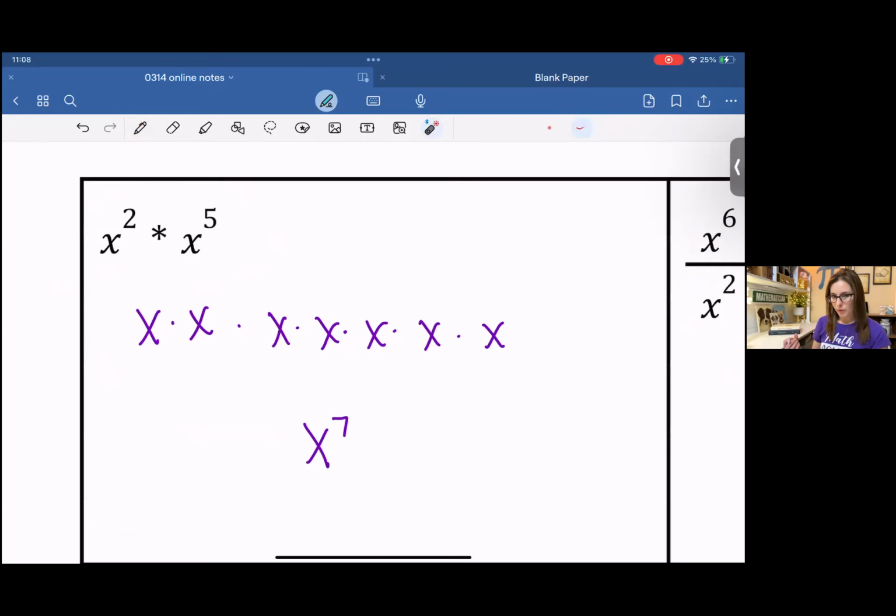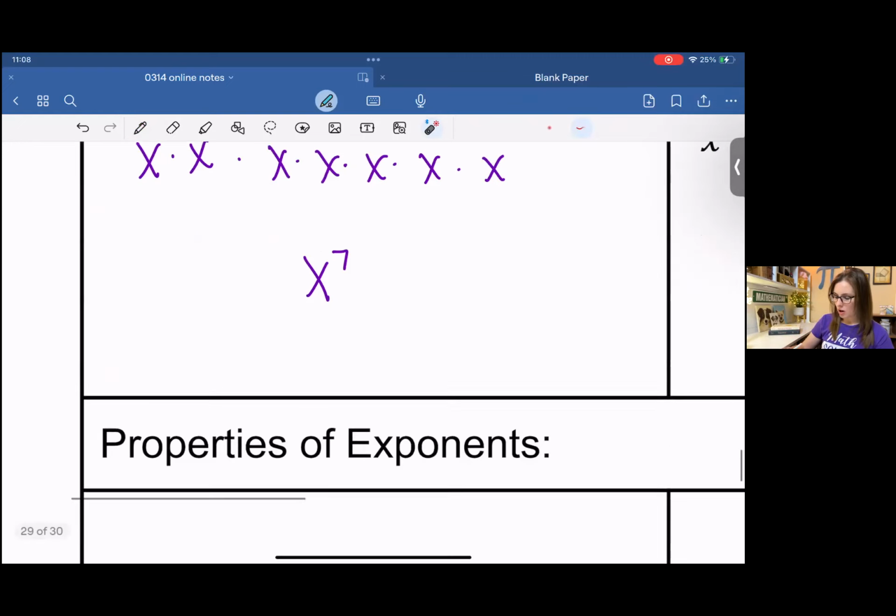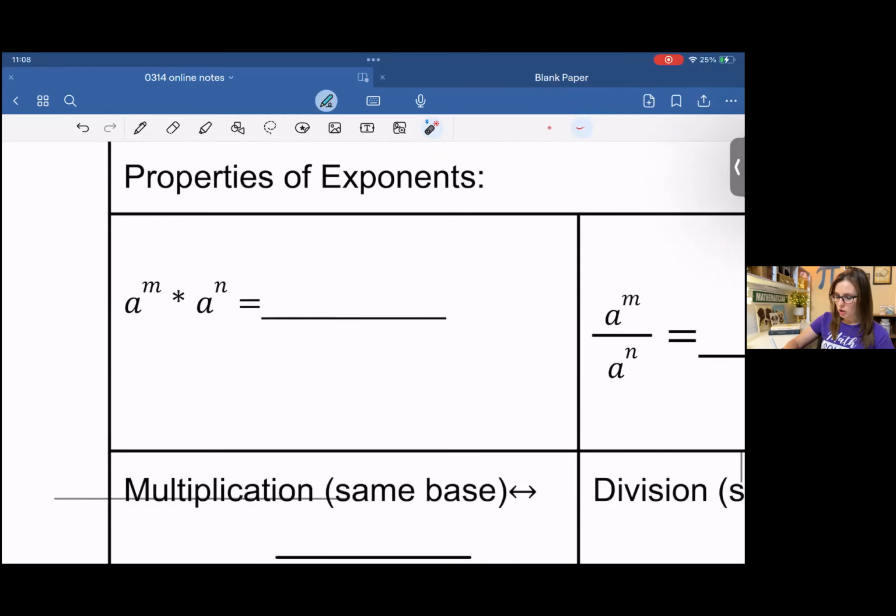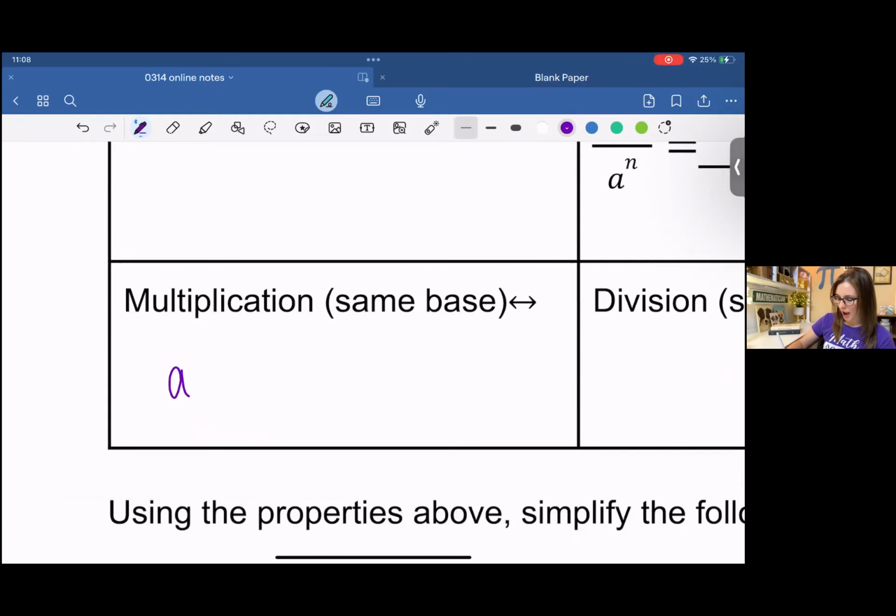I'm totaling them up. So if I have two components being multiplied with the same base, I'm actually adding all the possible x's. So two components being multiplied with the same base, I can simplify that by adding the exponents. Multiplication, same base, add exponents. And that's all. It's a little bit faster. So if you have x to the 100th times x to the 200th, instead of writing that out 300 times, you just add the exponents and you know there's going to be 300 of them.